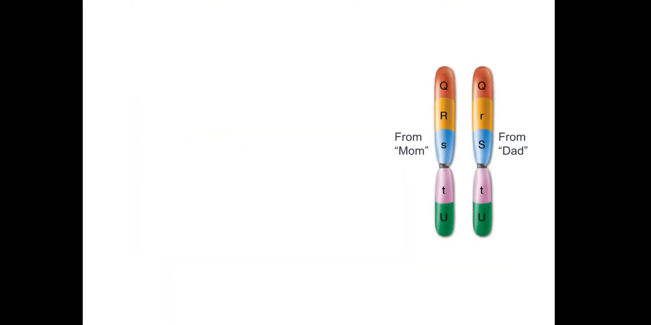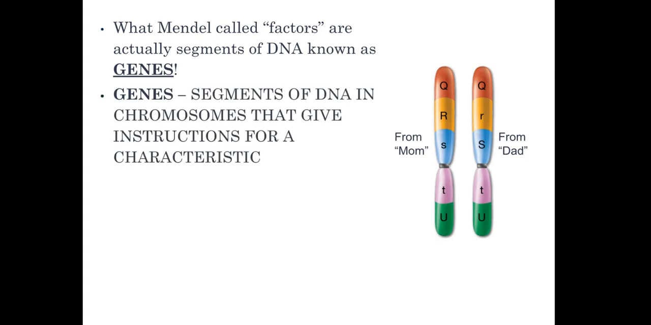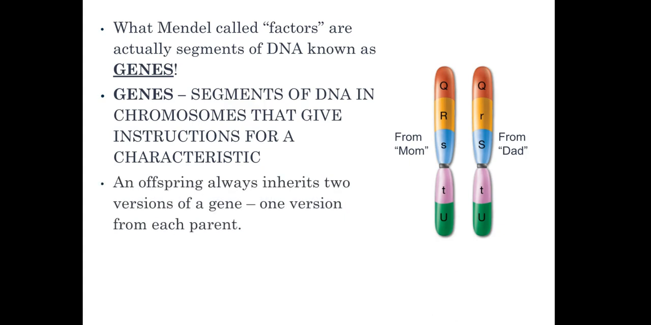Well, 150 years ago, Mendel didn't have a whole lot of very sophisticated scientific equipment to carry on his experiments. So what Mendel used to call factors are actually segments of DNA we now know as genes. Genes are pieces of your DNA, which are wrapped up in your chromosomes, that give instructions for a characteristic. An offspring always inherits two versions of a gene, one version from each parent, one from the male parent, one from the female parent, or as we like to say in our terminologies, mom and dad.